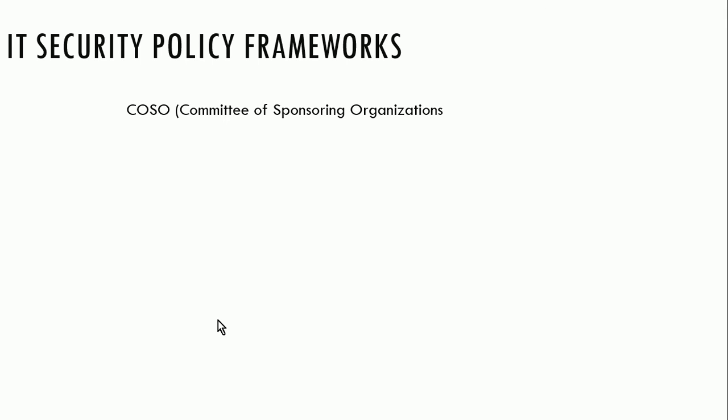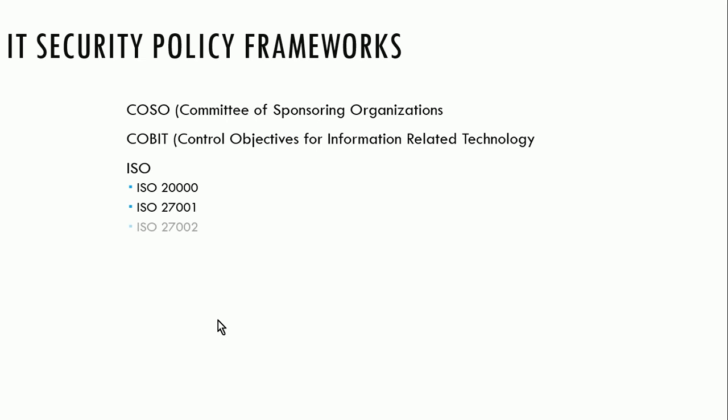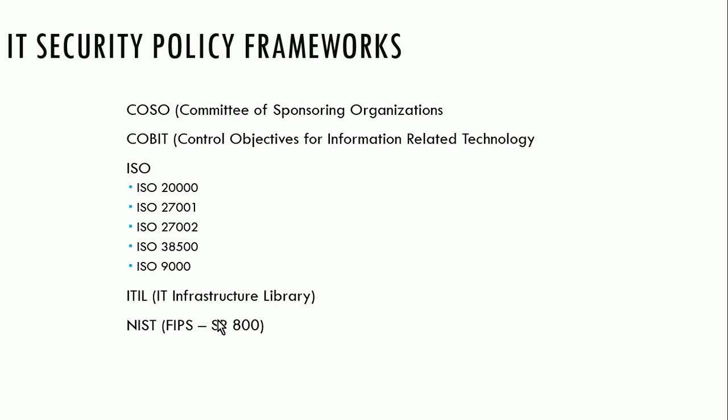So some of the other ones are COSO, or Committee of Sponsoring Organizations, COBIT, which I already discussed briefly, and ISO, which we talked about. There are lots of different ISO standards that can apply to IT security or that have elements that apply to IT security policy. There's ITIL, or the IT Infrastructure Library, and NIST, or FIPS SP 800. Many of you may be familiar with the term FIPS. It's the more common term for the NIST security policies. There's Octave from CERT and PCI DSS, which we discussed previously. So lots of security policy frameworks out there.